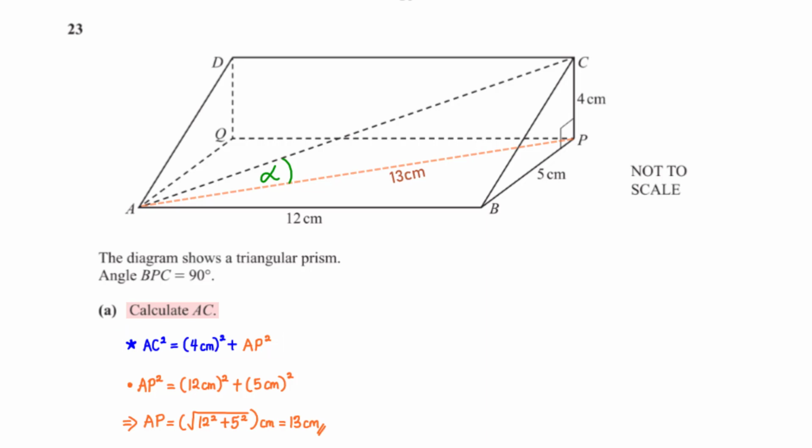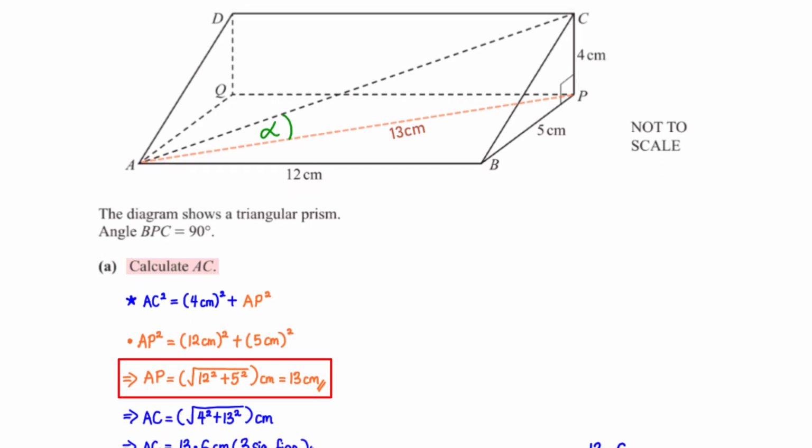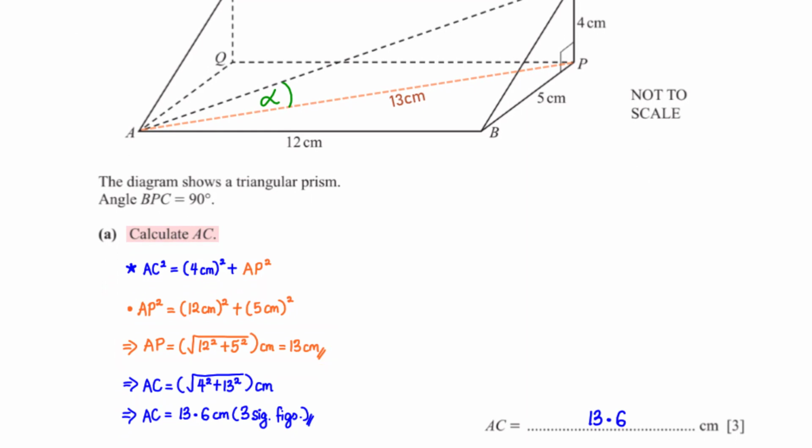AP is the hypotenuse of the right-angled triangle ABP. So by applying the Pythagoras theorem, we have AP squared equals 12 centimeters squared plus 5 centimeters squared. When we make AP the subject, this is what we have, which is equal to 13 centimeters. When we plug in the value of AP into the original equation for AC and make AC the subject, this is what we get. When we type this into the calculator, we get 13.6 centimeters rounded to 3 significant figures.